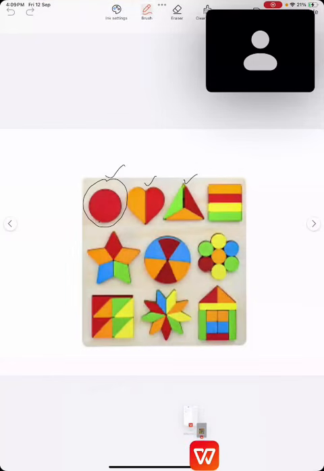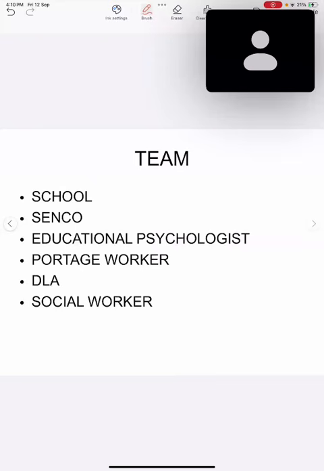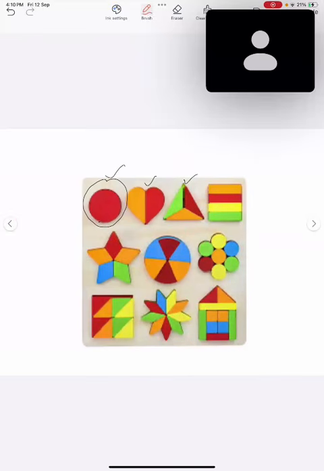Okay, so these are simple shapes and these are complex shapes. All right. Okay. So these are just few points for your assessment of the fine motor.